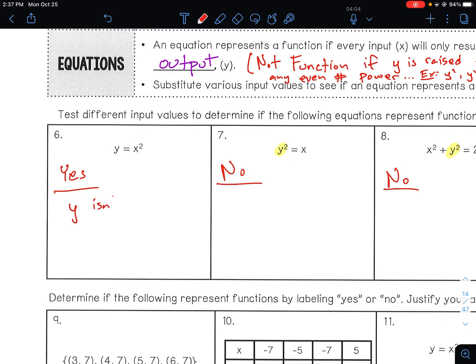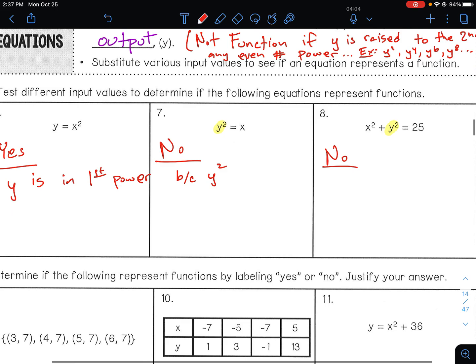Or, you know what, y is in the first power. Or you could say it's not squared. Why is number 7 not a function? Because y squared. Why is number 8 not a function? Because y squared. That's it.